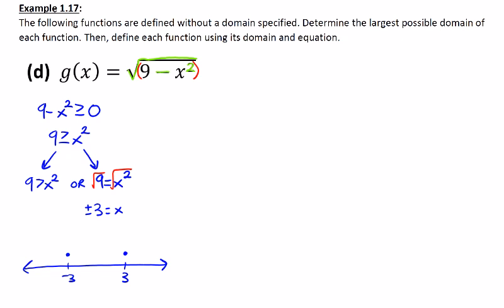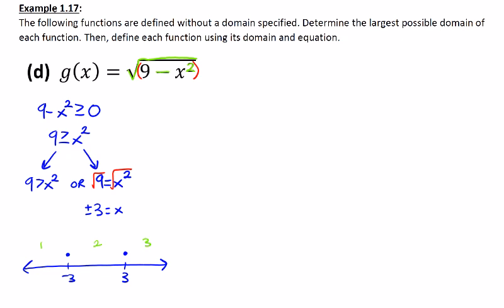Now, these are going to function as boundaries here. They're going to serve as boundaries. So there are 3 different sections. Section 1, Section 2, Section 3. We have to select a value from each one of these sections, and we have to test the inequality. So let me show you what that looks like.